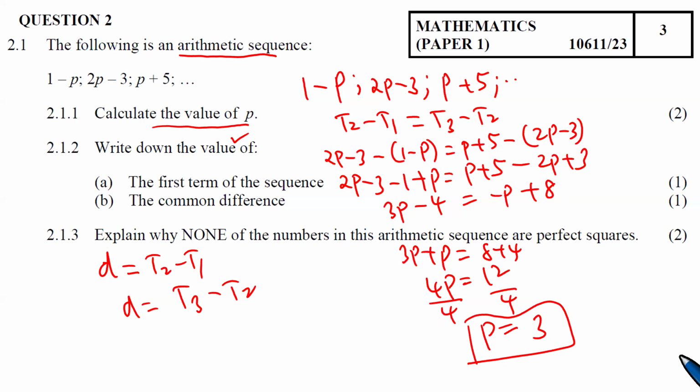Just give me a minute, sir. Okay. Because each time I'm giving a chance to think, I'm giving a chance to practice. So I want you to write down the value of the first term of the sequence. The sequence is 1 minus p, 2p minus 3, and p plus 5. But write down the value of the first term of the sequence. What is the value of the first term of this sequence?